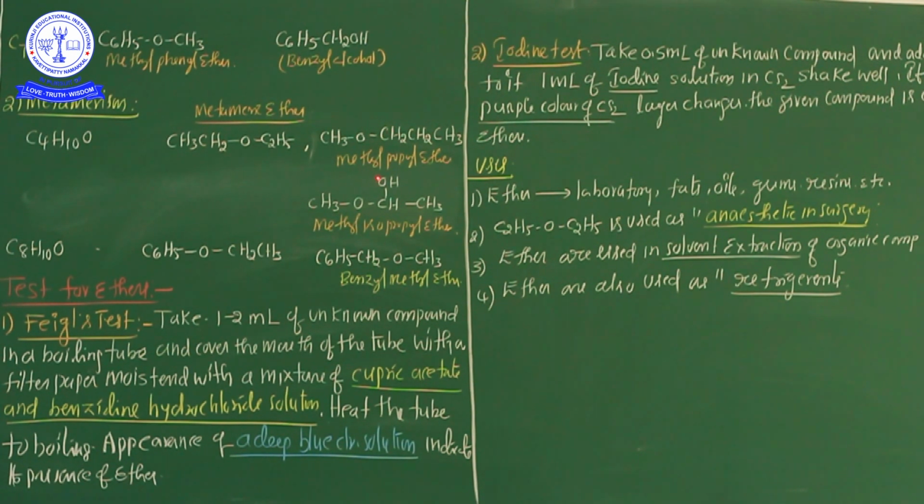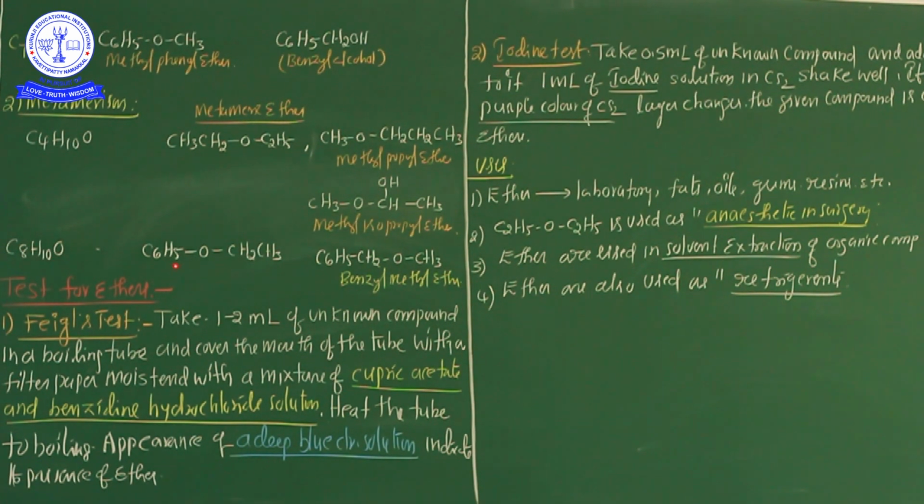Two or more ethers having the same molecular formula. This is called metamerism. For example, C4H10O. What is this compound name? Diethyl ether, methyl propyl ether. This is a methyl propyl ether. One more is a methyl isopropyl ether. Is it clear? And one more example, C8H10O.